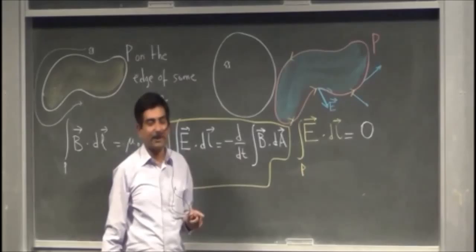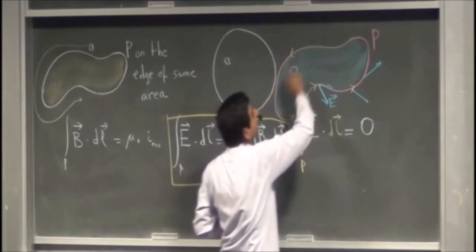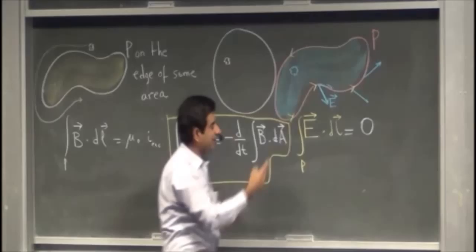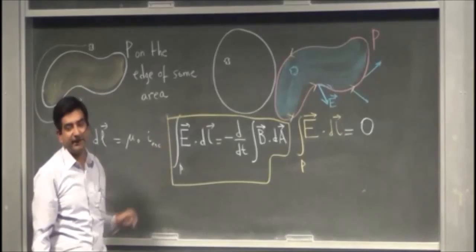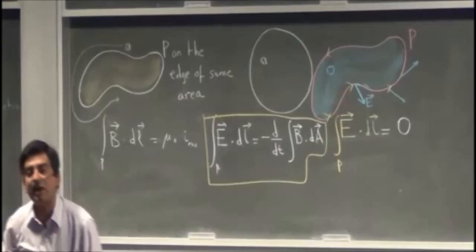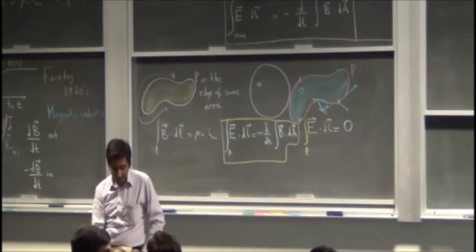So B dot dA is basically the dot product of the magnetic field with the small area element. If I take a small area patch and find the dot product of some magnetic field with this area vector, I get a B dot dA. I repeat this procedure for all the patches inside the area, the blue area that is bounded by the path. I get this integral B dot dA, and then I take its time derivative. This will be equal to, with a minus sign, the left hand side, which is just a line integral of E over the path P. I give you half a minute just to let this sink in.